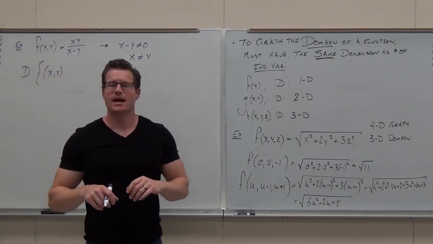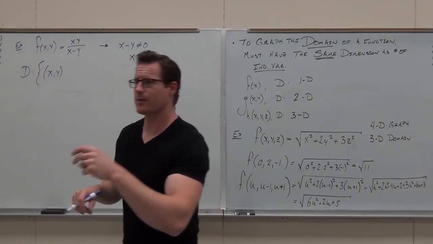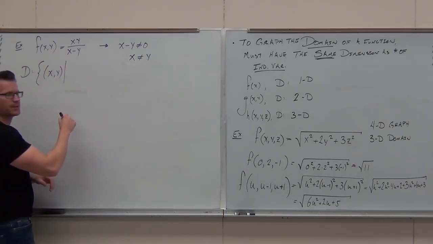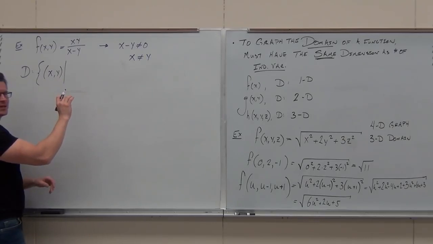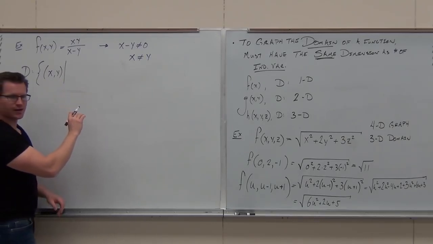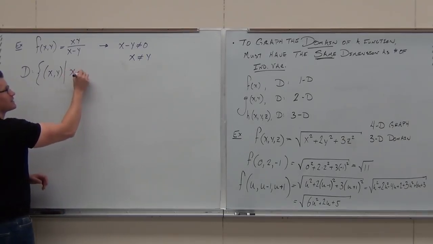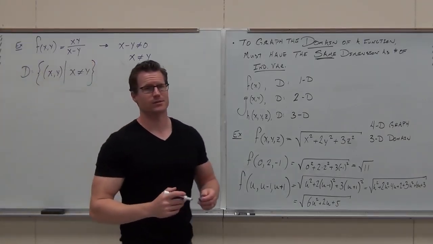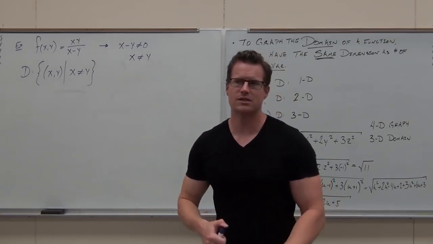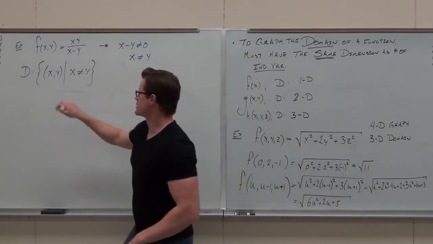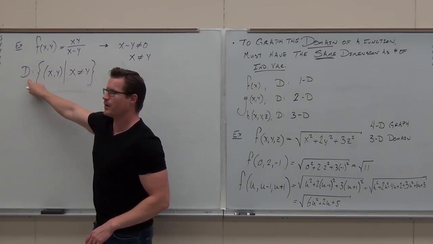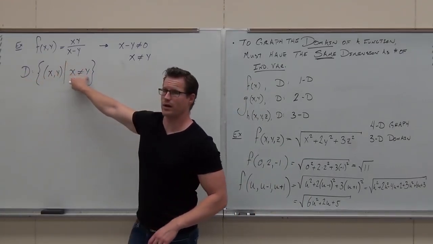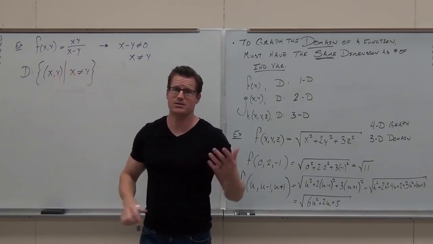So the domain says, hey, you've got ordered pairs x, y. What can you let happen, such that? I can let anything happen, any ordered pair. The only exception I have right now is that x cannot equal y. That right there is the domain. In English, it says the stuff you can plug in are any ordered pairs, but x can't equal y. That's all there is to it.